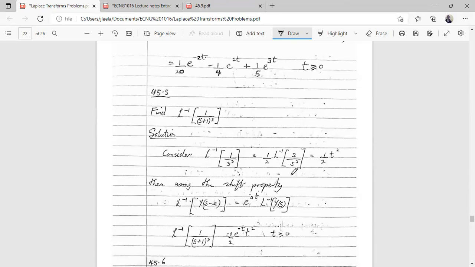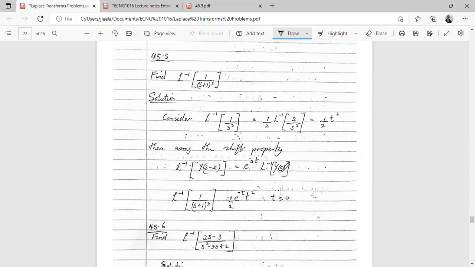Right. So 45.5, we're taking the Laplace inverse of 1 over s plus 1 in bracket cube, right? So we're considering here the Laplace inverse of 1 over s cube, right? And we know that the Laplace inverse of 1 over s cube is really a half into the Laplace inverse of 2 over s cube, which is a half t squared, right?